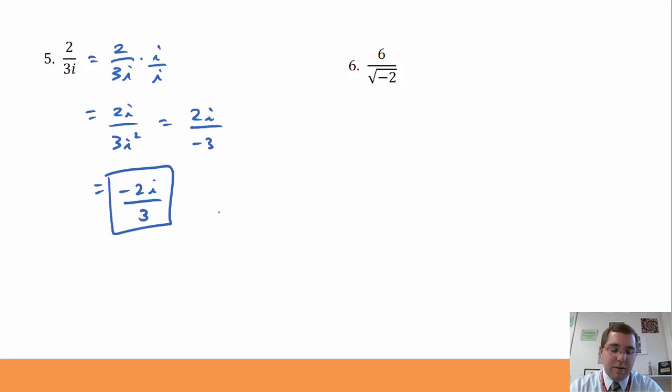That's the same as 2 divided by 3i. I can move the i to the top by multiplying by i over i. Cool. And that makes the fraction negative.